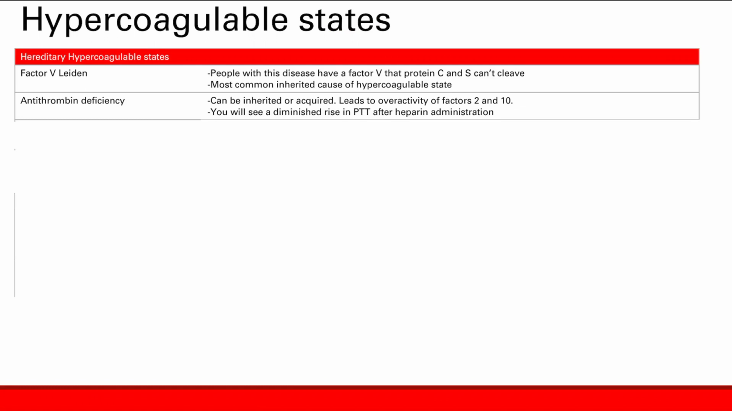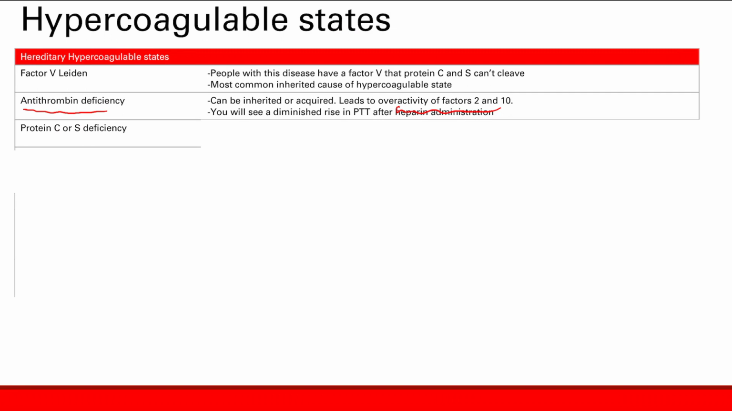Now you're going to see a diminished rise in PTT after heparin administration. What would you normally see for PTT if you give heparin? Well, PTT normally should increase with heparin, because heparin is anticoagulatory. But in a patient with antithrombin deficiency, it's going to be diminished. Their PTT is not going to rise as much. And why is that? Remember, I told you that heparin works by enhancing antithrombin activity. If you have a deficiency in antithrombin, your heparin doesn't really work very well, and so your PTT will not rise.